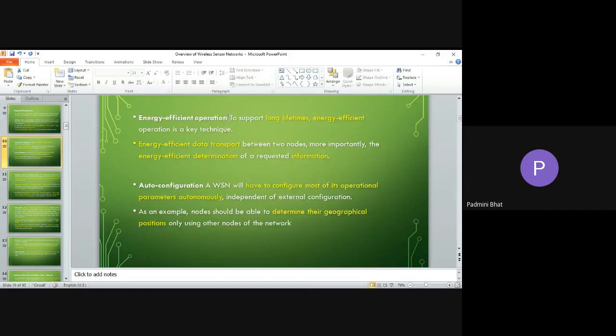Next, energy efficient operation is one of the main features. It is to support long lifetimes. To support the long lifetime of the nodes, we go for different techniques to save energy.